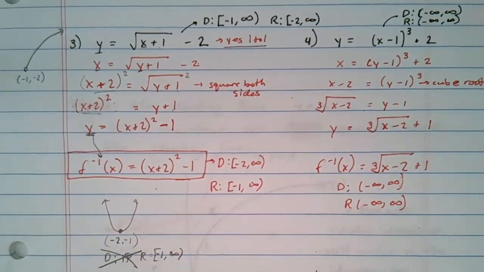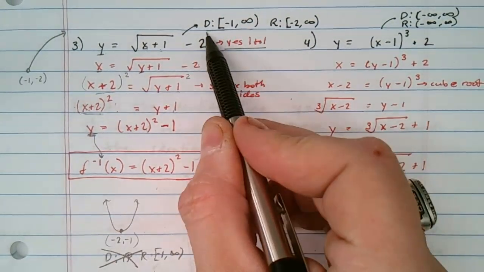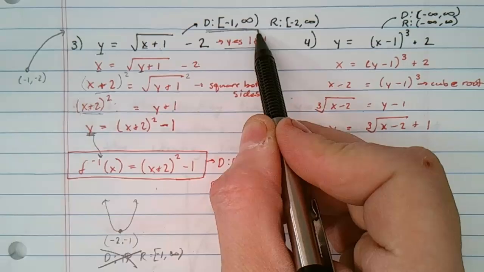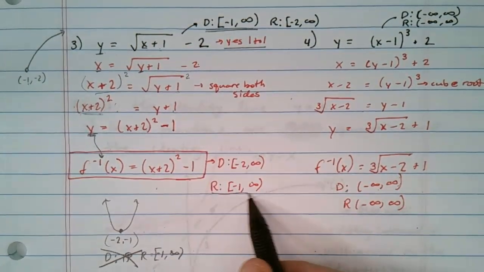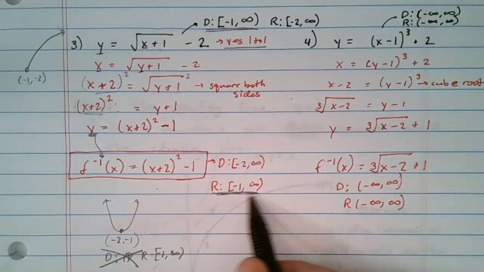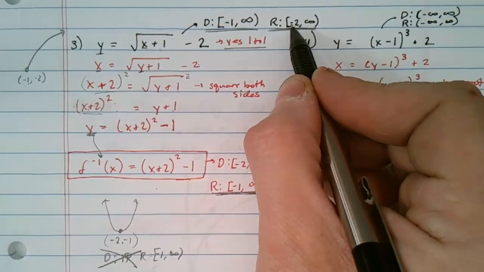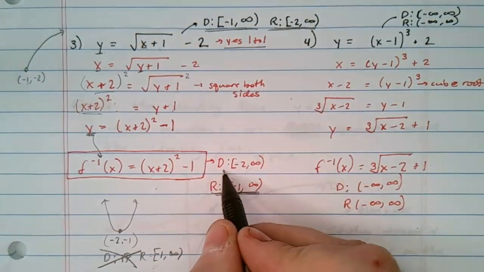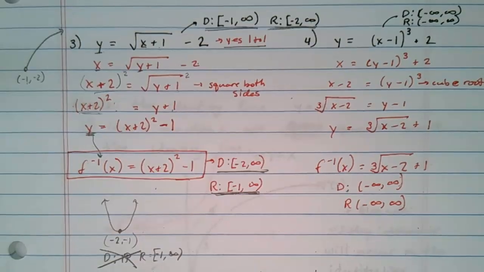That is incorrect. Okay? And I'll explain why. Go back to your original function. The domain of that original function was -1 to infinity, because I know what this picture looks like. Therefore, the range must be, guess what? -1 to infinity. The range for your original function was -2 to infinity, so the domain must be -2 to infinity for your inverse.